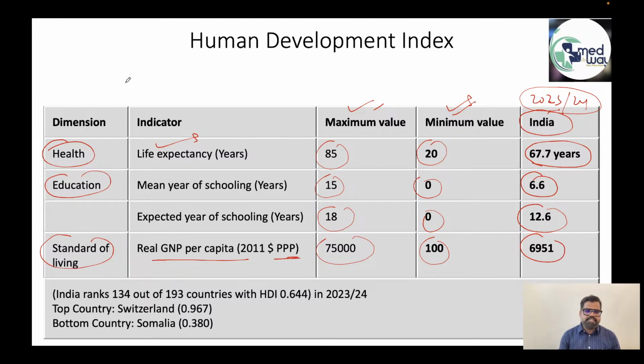Based on this, HDI, which we calculate from 0 to 1, India's value is 0.644. Please quote this value. It is the current HDI report. India ranks 134 out of 193 countries. In the books you may see 130, 129 somewhere, 132. But the current data says India ranks 134. The top country is Switzerland with HDI 0.967, and the bottom country is Somalia, which has the lowest HDI. So please use this Human Development Index data. This is the current updated one.